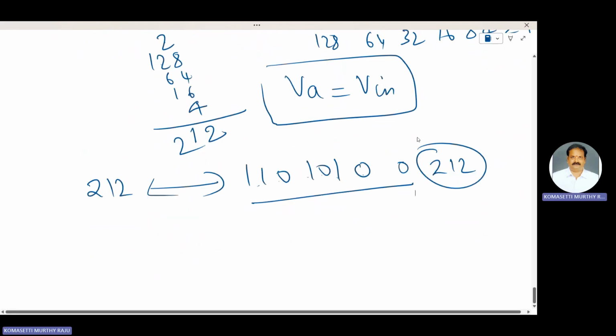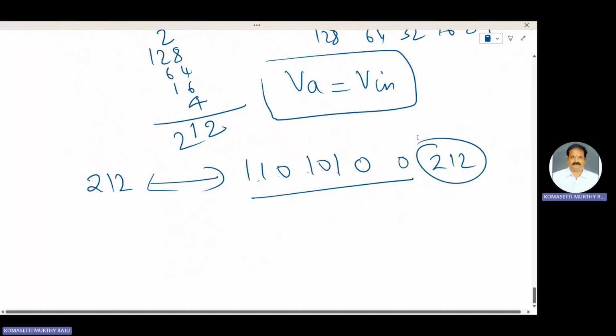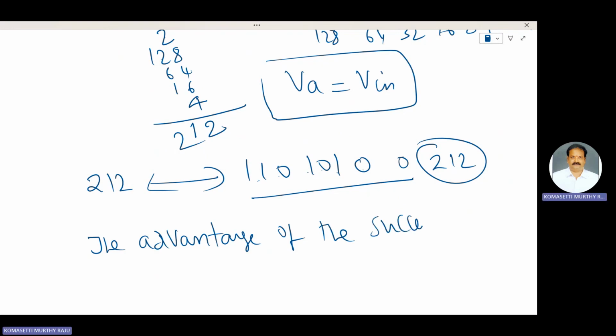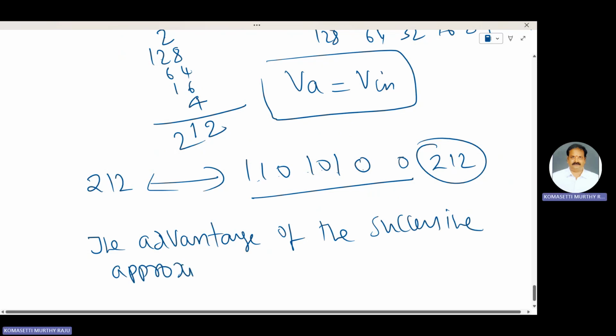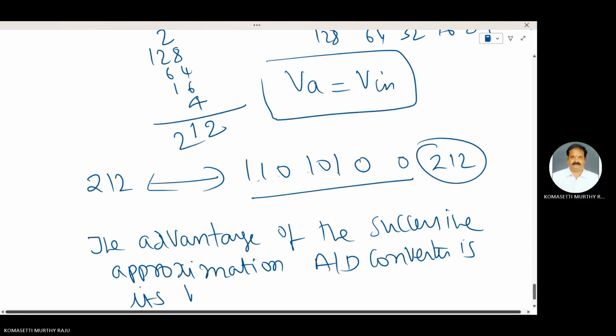The advantage of the successive approximation analog to digital converter is its high speed and excellent resolution.